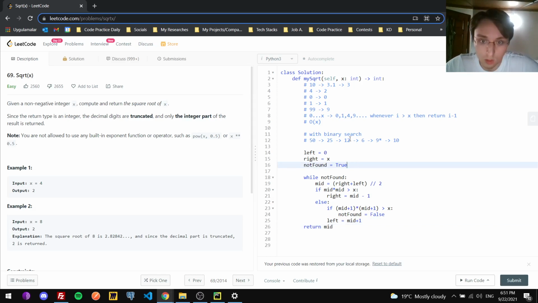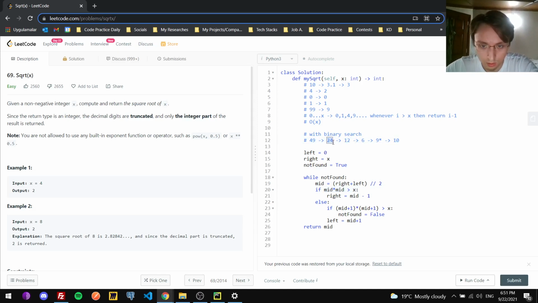So let's go through an example. We have 99 here. We just calculate the mid, which is 99 divided by 2, so we have 49. We check 49. It's not okay. We have 24. And then the square of 24 is greater than x.